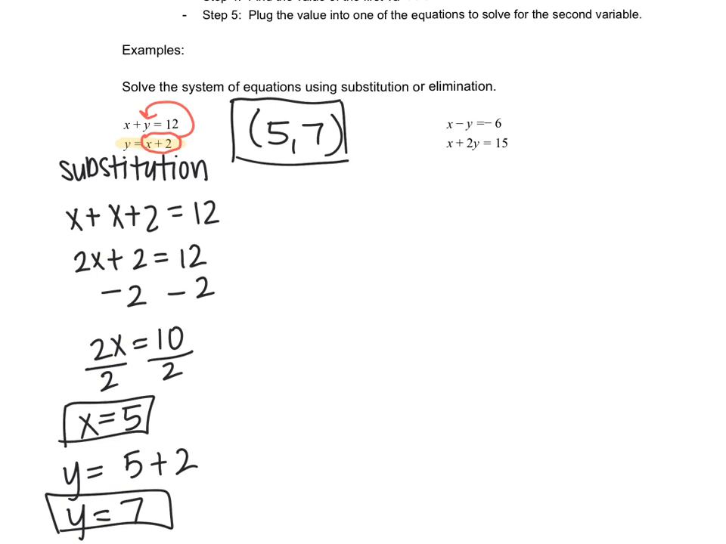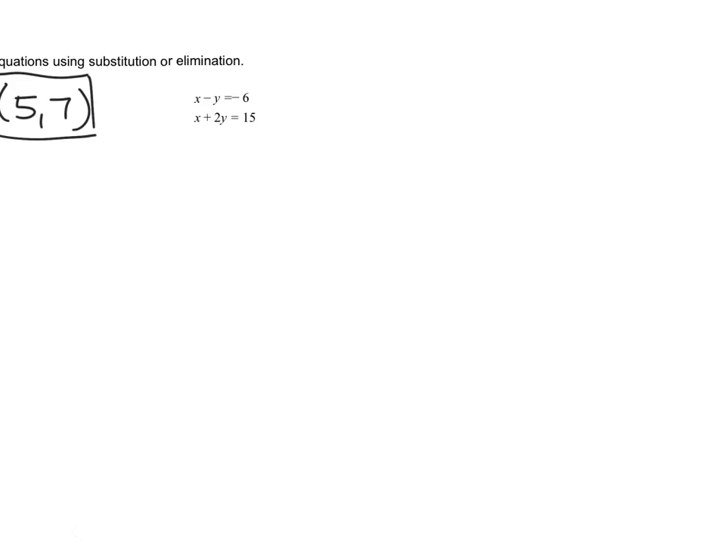I typically will use substitution when a variable is already solved for, or in a case where it's that first equation where it's just x plus y equals something. I could use substitution in that case because it'd be easy to get x or y isolated. Okay. So our second example, we have x minus y equals -6 and x plus 2y equals 15. So this is an example where I'm going to use elimination.